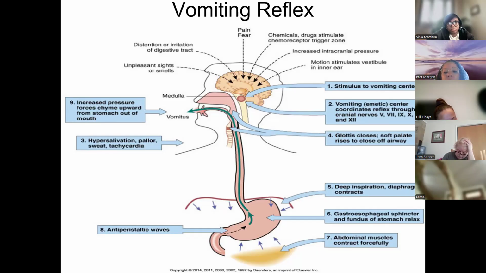And then eventually your sphincter will relax there. You'll have peristalsis that's going in the opposite direction now. Your abdominal muscles are forcing that peristalsis or those contractions. And when that increased pressure hits, again, it's going to force that stomach content, that chyme, up and out of your mouth. A lot of times people will retch a bunch of times first and then they'll vomit.